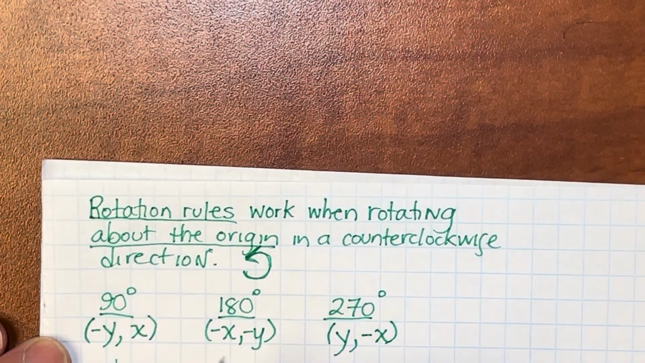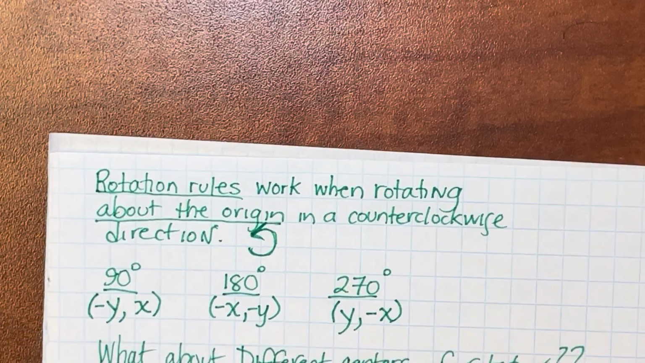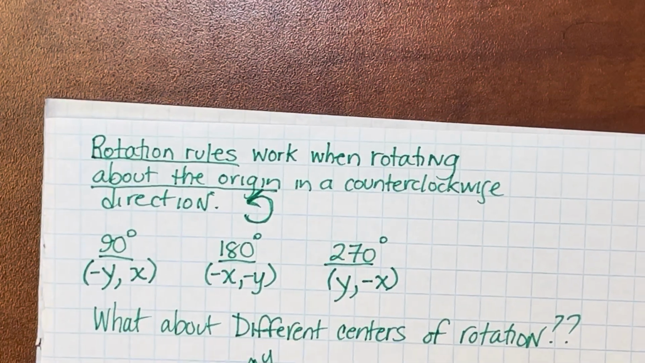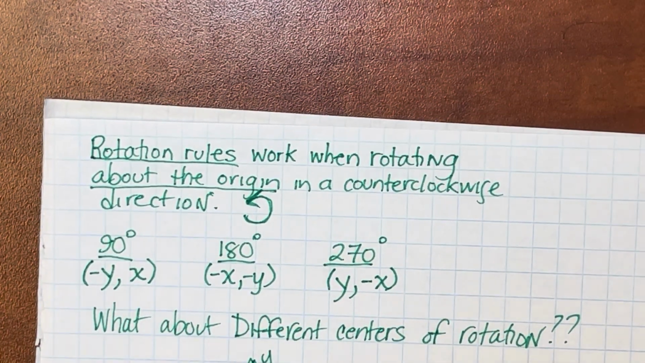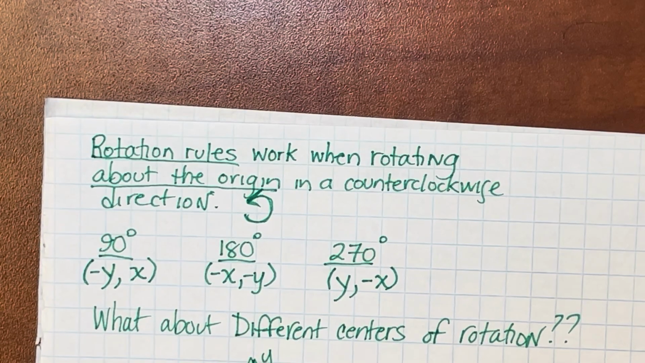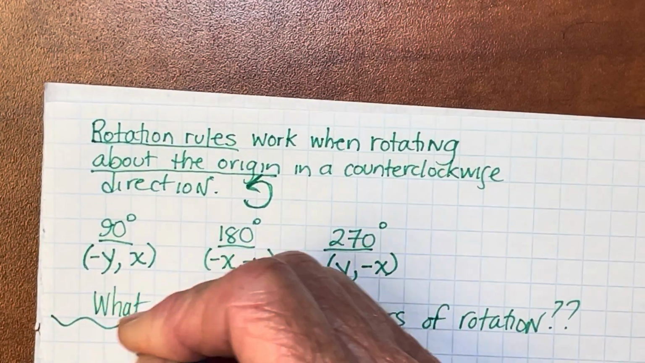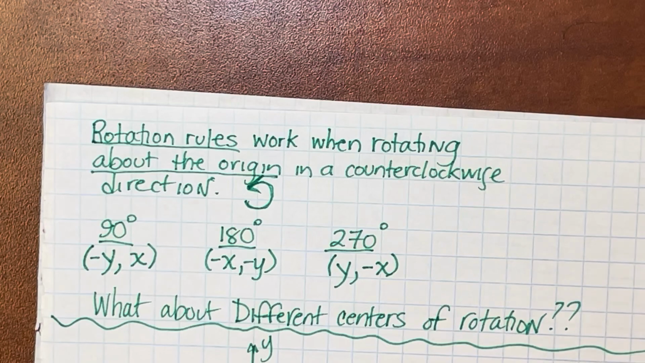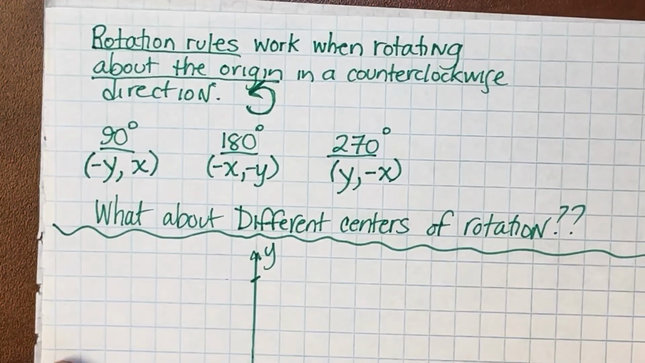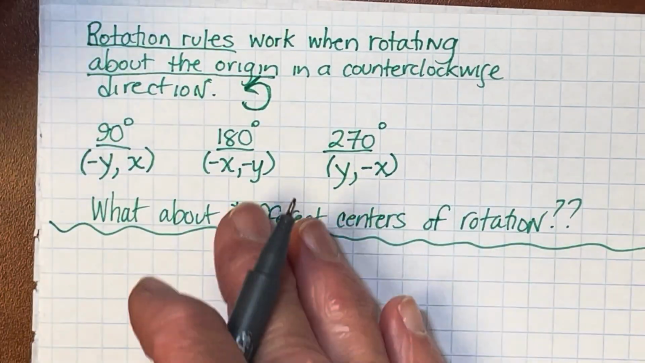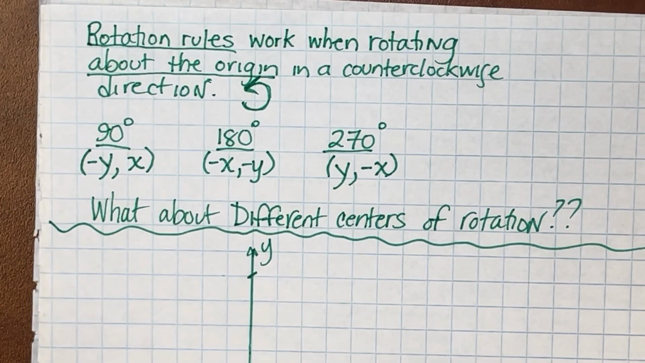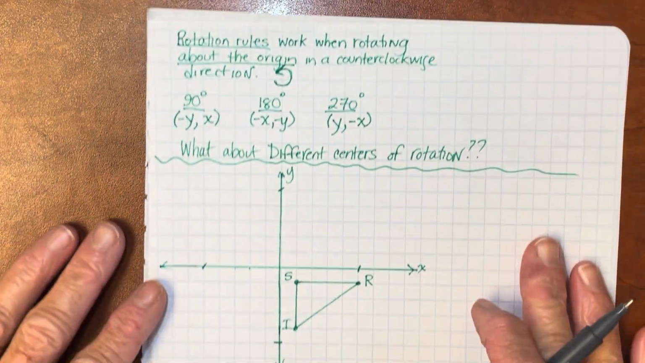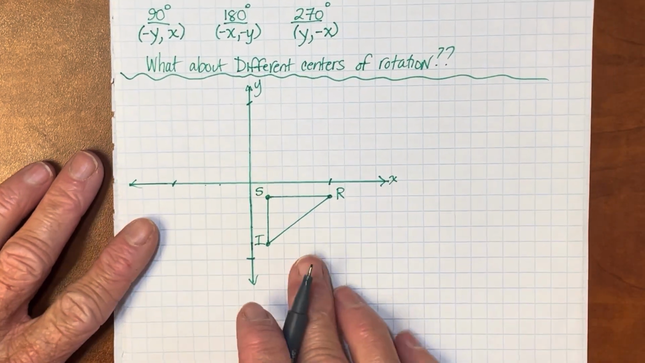We're familiar with these rules and we've used them, but what about a different center of rotation? What if we are not rotating around the origin? What then? Well, I'd like to show you a couple of different ways to go about this. So this is the introduction to the notes. You could pause it and copy those down for a second. And then we're going to look at this particular problem.